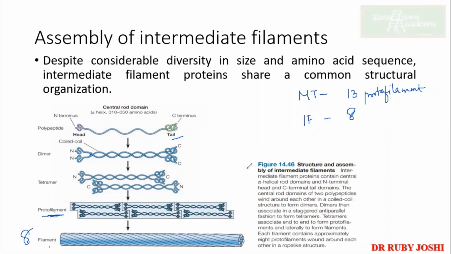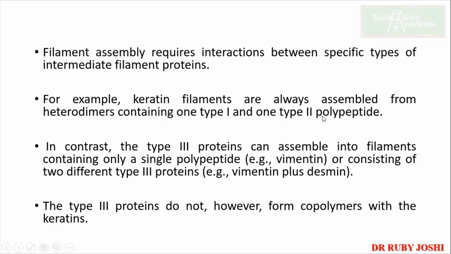This can be better understood when we talk about the lamins. We'll come to that. Now, filament assembly, this is the same thing which we just discussed in the table. Filament assembly requires interactions between specific types of intermediate filaments. For example, keratin filaments are always assembled from heterodimers containing one type 1 and one type 2 polypeptide, whereas type 3 proteins can assemble into filaments containing only a single polypeptide, vimentin, or consist of two different type 3 proteins like vimentin plus desmin.